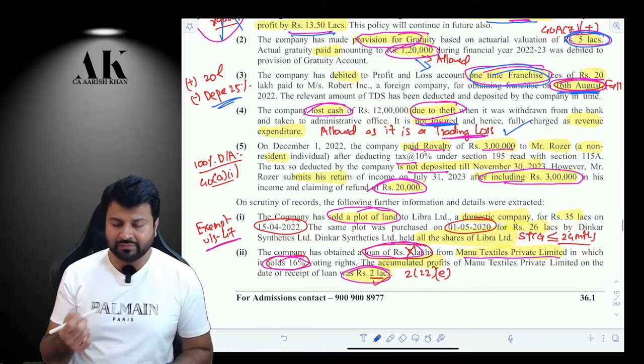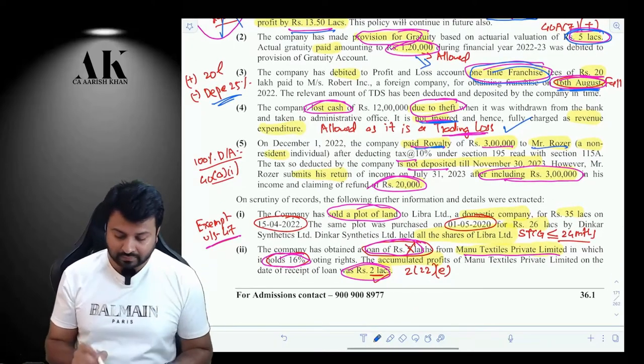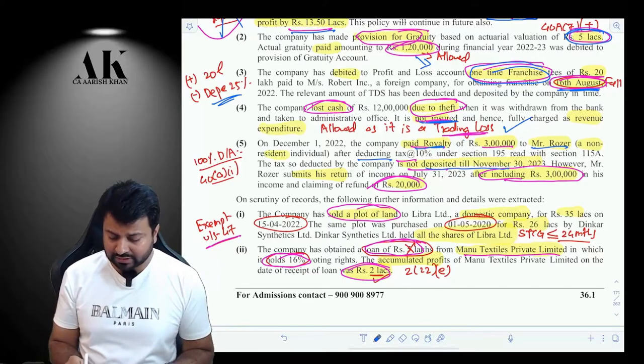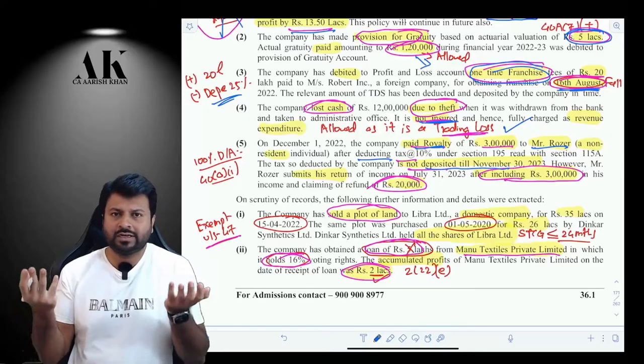The next one is a very, very intelligent adjustment. You are making some payment of 3 lakh rupees royalty to a non-resident. Now, you have deducted the tax, but you have not deposited the tax till the due date of filing of return. So now this expenditure will be disallowed 100%. It is as simple as that.